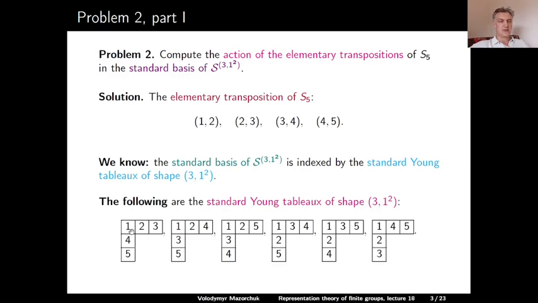The first one is 1, 2, 3 in the first row, then 4 and 5. Then 1, 2, 4, 3 and 5. 1, 2, 5, 3 and 4. 1, 3, 4, 2 and 5. 1, 3, 5, 2 and 4. And 1, 4, 5, 2 and 3.